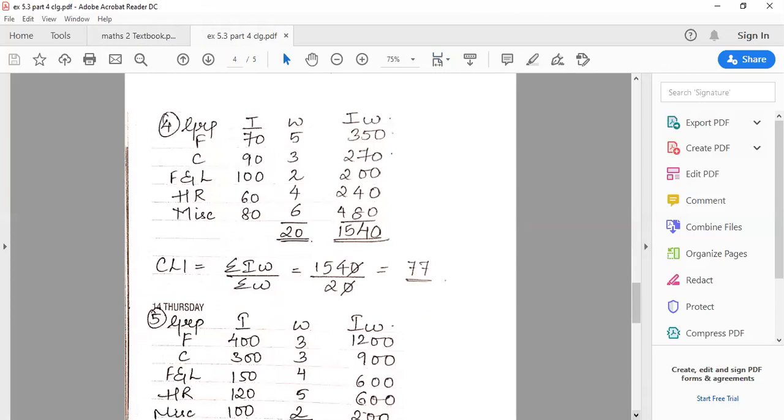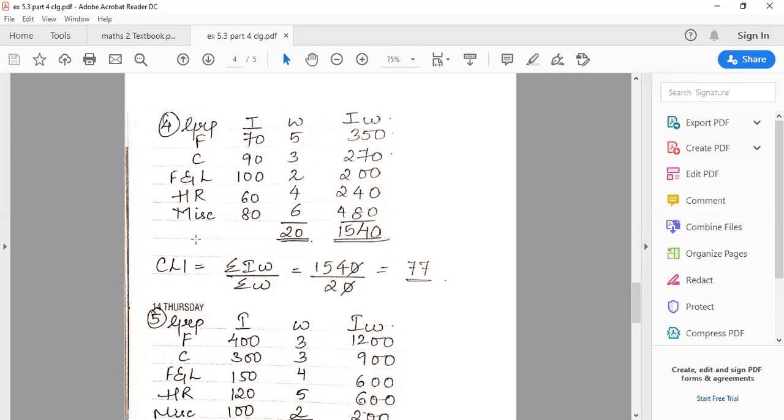So here in this case, there are 3 columns as you see, group, I and W. What I did first was the total of W, because we need the summation of W as well. And then you have to prepare one more column and give the heading IW. Now what is IW? I multiplied by W. So 70 into 5, 90 into 3, 100 into 2, 60 into 4, 80 into 6. So after multiplying, you get the value to be as 1540.